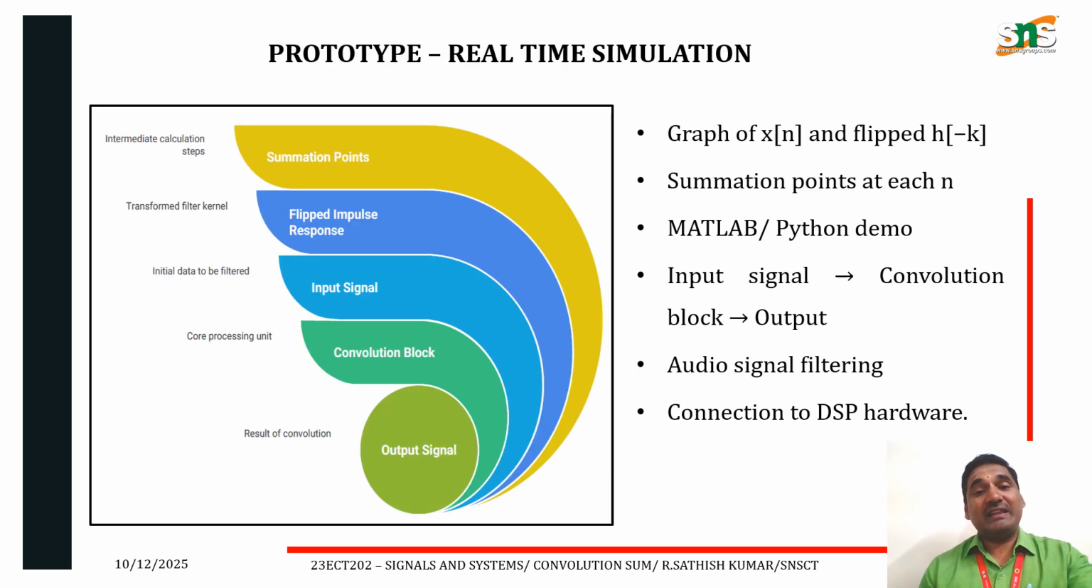Next one, we can get the real-time simulation. First, graph of x of n and flipped as h of minus k, then summation points of each n. By using MATLAB or Python demo, we can get the output. Input signal can be applied to the convolution block, which can produce the output as convolution sum sequence. It is used in audio signal filtering and connection to DSP hardware.